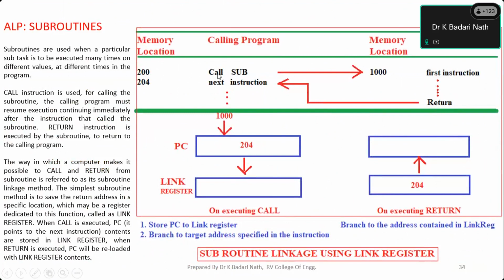When we do a branch, you go to a particular place, execute, and will never come back. That is the difference between a call and a branch.